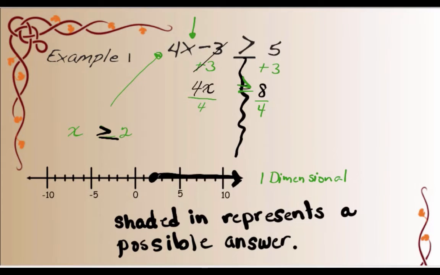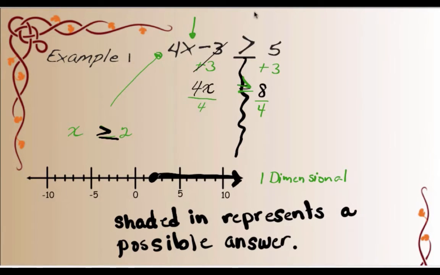So in other words, since the number 0 is not shaded in, 0 would not work in this problem. 4 times 0 minus 3 greater than or equal to 5. 0 minus 3 is negative 3. Is that greater than or equal to 5? No. But any number that is shaded in would work.